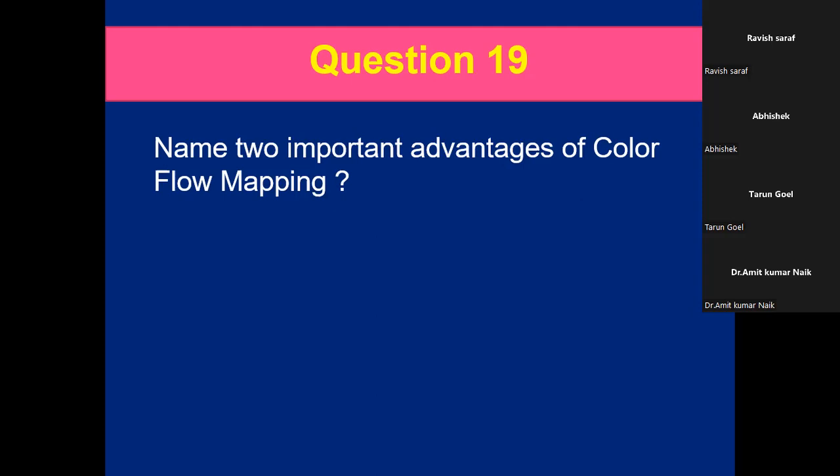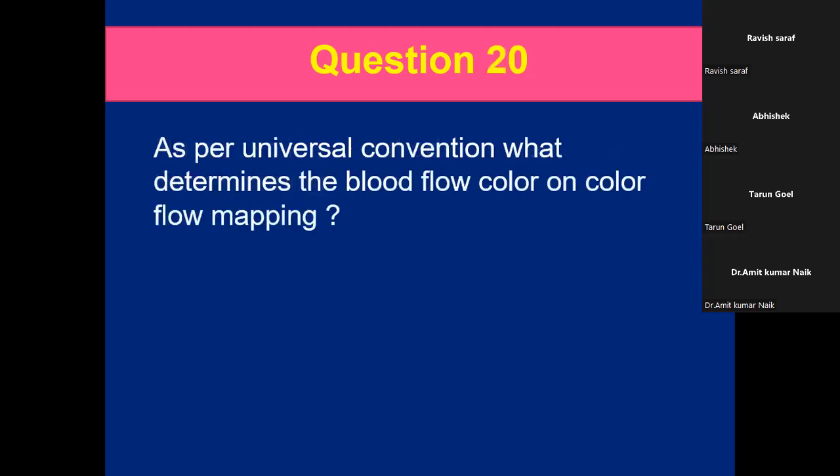Yes, sir. Last question. As per convention, what determines the blood flow color on color flow mapping? Sir, red color indicates flow towards the probe, and blue color indicates flow away from the probe. Good. This is known as BART. Blue away, red towards. All right.